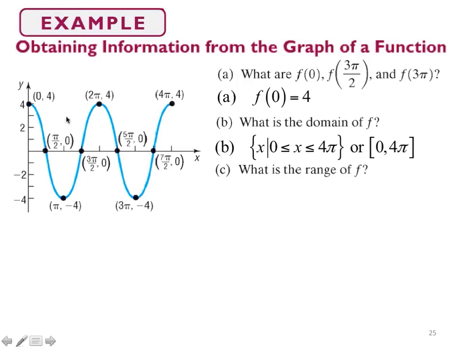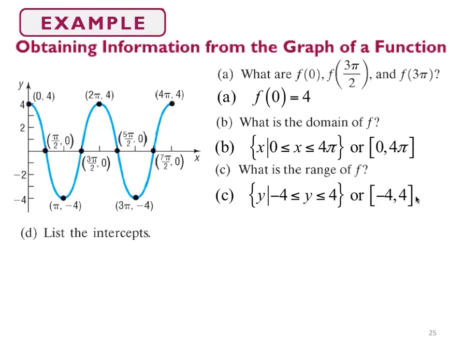Range, we're going to be looking up and down. We find our smallest y value by starting at the bottom and moving up. And you'll notice that the smallest y value that we have is negative 4, and then the largest y value that we have is positive 4. So our range is, in set builder notation, going to be y such that y is between negative 4 and 4 inclusive, or we could write it in interval notation from negative 4 to 4, both with brackets, since negative 4 and 4 are both included.